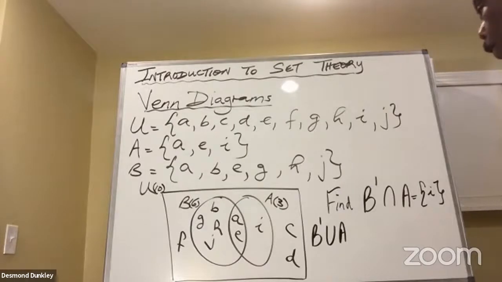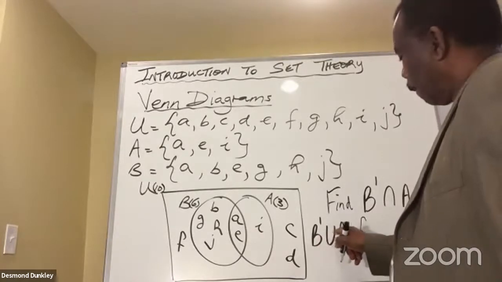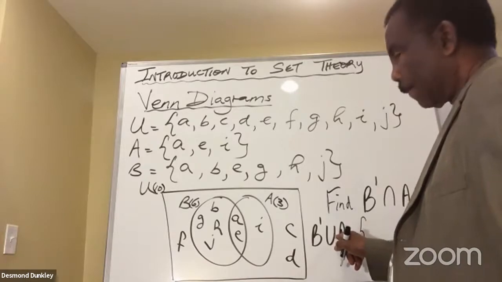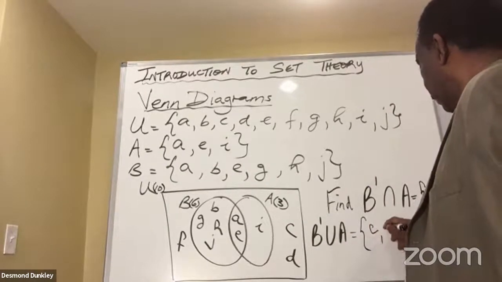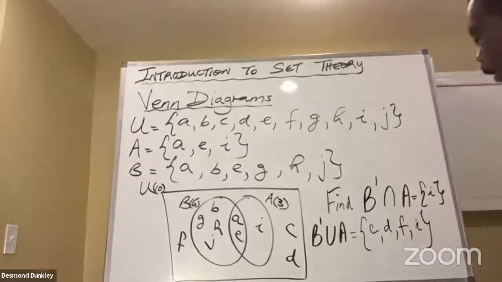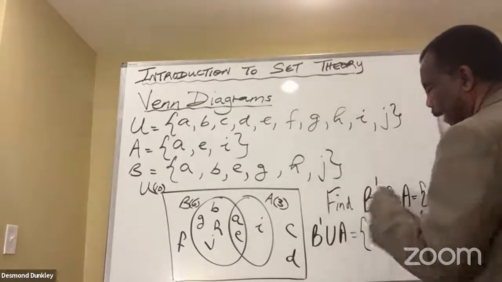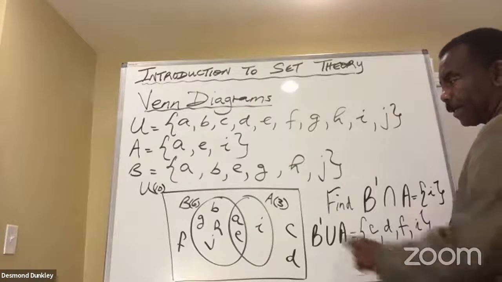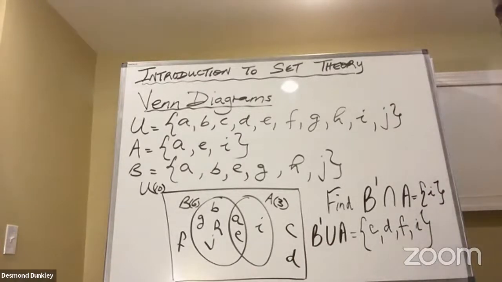What is B complement union A? Yes, B complement union A. Well, that's going to be equal to items that are not in B plus the items that are in A. So, what are the items that are not in B? Well, the answer would be C, D, F, and I. All the items that are not in B are here. And there's nothing in A that is not in B complement, because the I is also part of B complement. So that's the union. So that's what that would be.